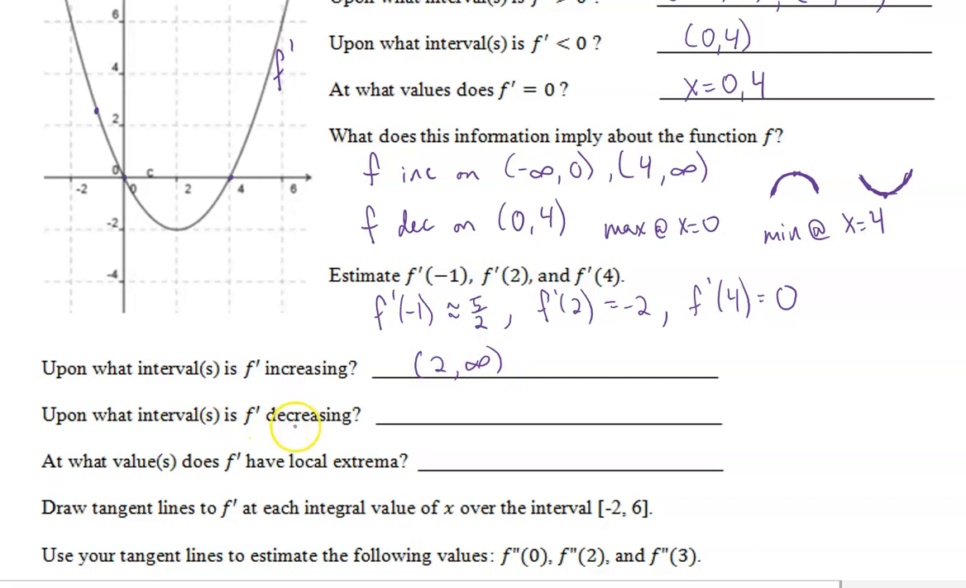When is f prime decreasing? F prime is decreasing on -infinity to 2. And where does f prime have local extrema? It has a min at x equals 2.